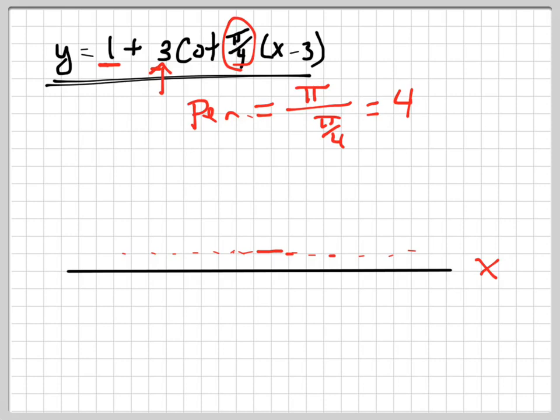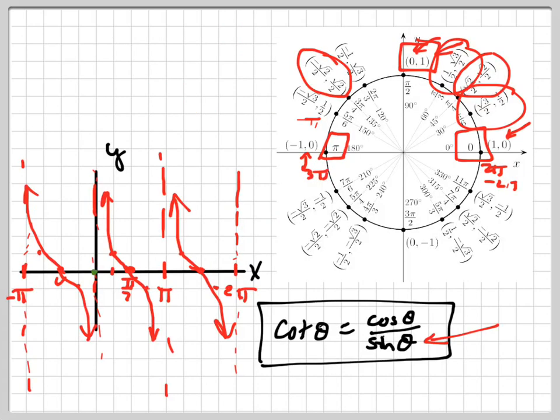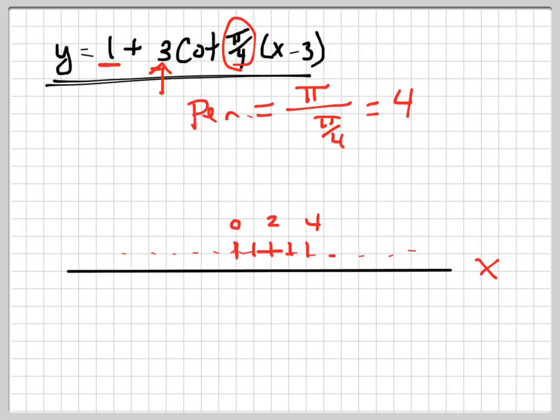So this is what I suggest you do. 0, 4. That's my full period. So this is 2 right in the middle. For the tangent graph, I had to split the difference. I had to go negative 2 to positive 2. But for a cotangent, it's easier because I start at 0. That's my first asymptote. And then my other asymptote is at the end of my period. So 4 is where I'm going to have another asymptote.